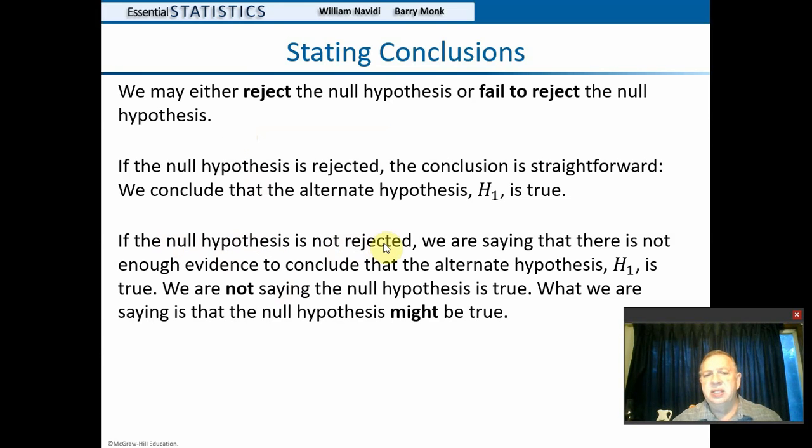If the null hypothesis is not rejected, we are saying that there is not enough evidence to conclude that the alternate hypothesis is true. We are not saying the null hypothesis is true. What we are saying is that the null hypothesis might be true. We can't reject it. We either reject it or we fail to reject it. It may be true, it may not be true. So this is a weak version of it. I like to fully reject the null hypothesis, and if we reject that, then that gives us a stronger case for H1. But if we don't, then that's kind of a weak version.